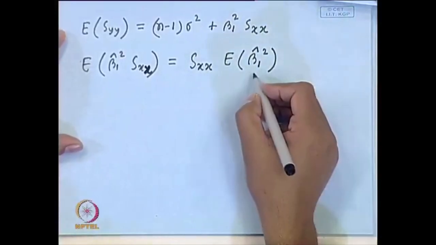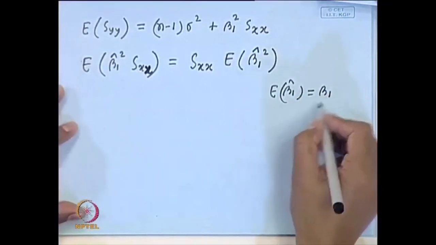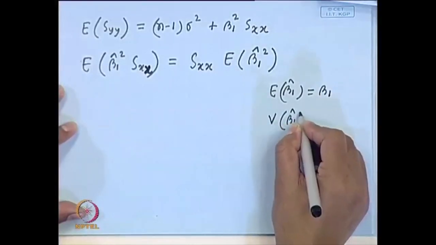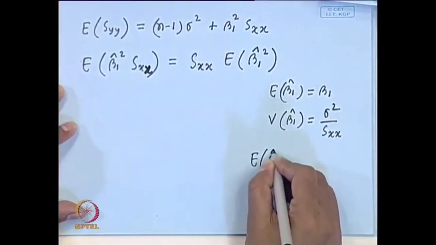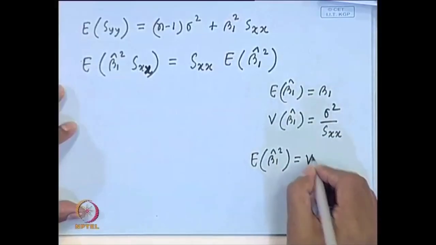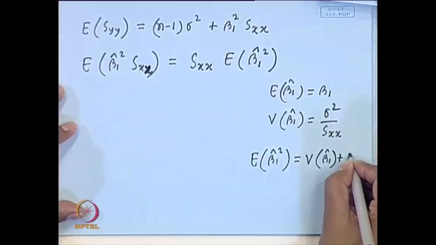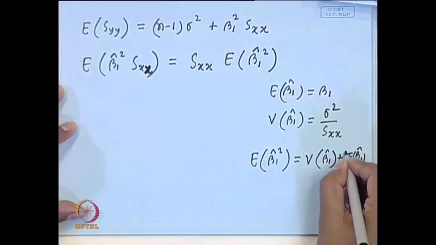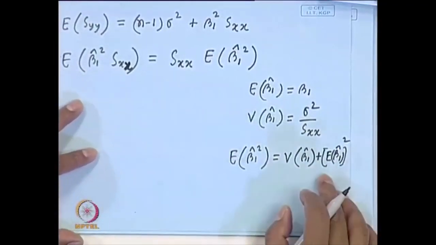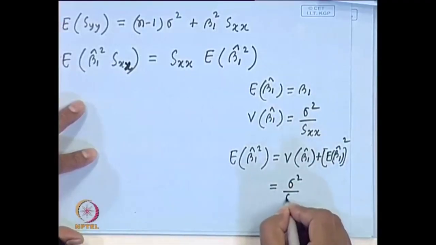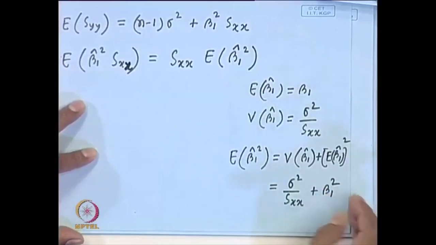Okay. And we know that the expected value of beta 1 hat is equal to beta 1. This is an unbiased estimator, and the variance of beta 1 hat is equal to sigma square by S x x. So, the expected value of beta 1 hat square is equal to the variance of beta 1 hat plus the expected value of beta 1 hat whole square. Okay. So, we know both the values here. This is equal to sigma square by S x x, and this one is equal to beta 1 square, right.